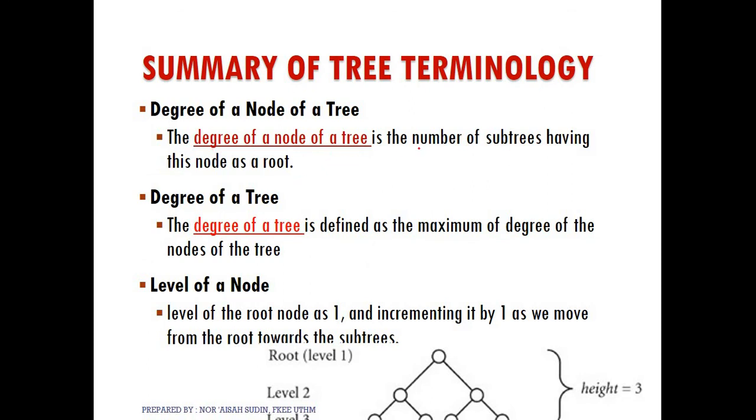Degree of a node. The degree of a node of a tree is the number of subtrees having this node as a root. So you need to remember. Whereas the degree of a tree is defined as the maximum of the degrees of the nodes of the tree. What about the level of the nodes? You can see from the root as 1, incrementing by 1 as we move from the root to the subtrees. So you see the degree of the nodes, the degree of a tree, and also the level of the nodes.